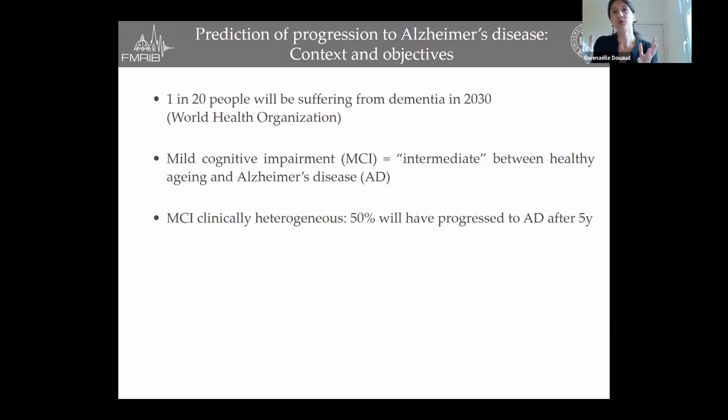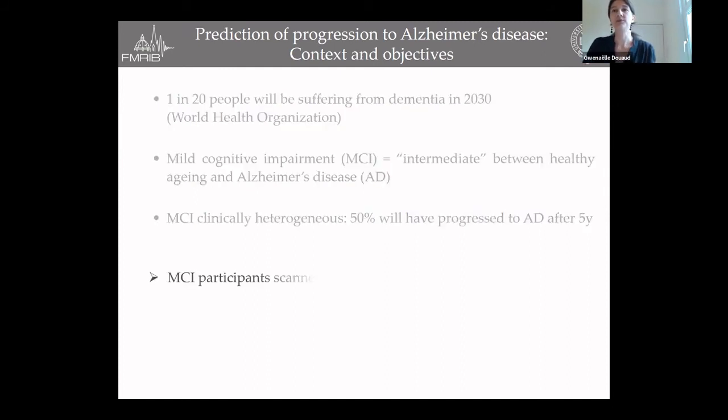As a very, very rough approximation, you can consider that mild cognitive impairment, so MCI, is an intermediate between healthy aging and Alzheimer's disease. The problem with MCI is that it's clinically very heterogeneous. You will have 50% of people with mild cognitive impairment that will progress to Alzheimer's disease after 5 years. Some will stay MCI all of their lives, it's called stable MCI. Some will actually even revert to cognitively healthy aging.